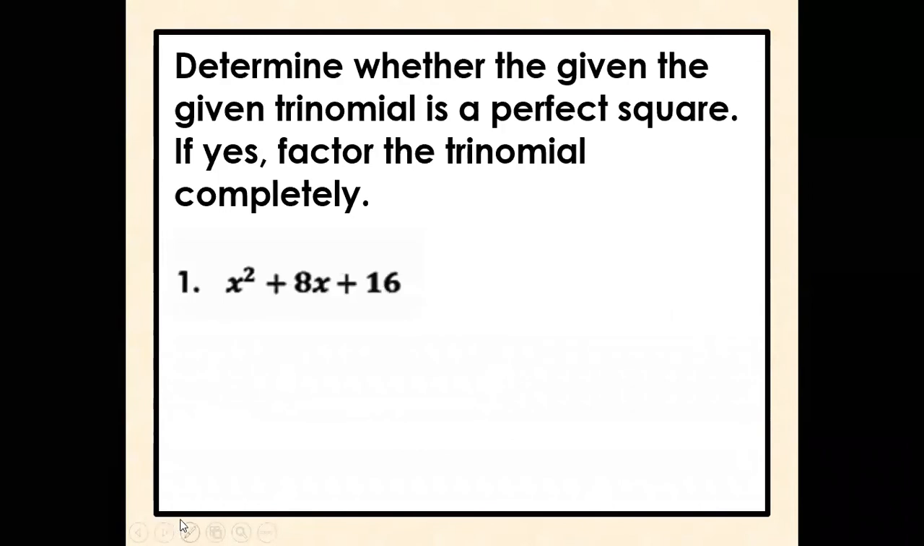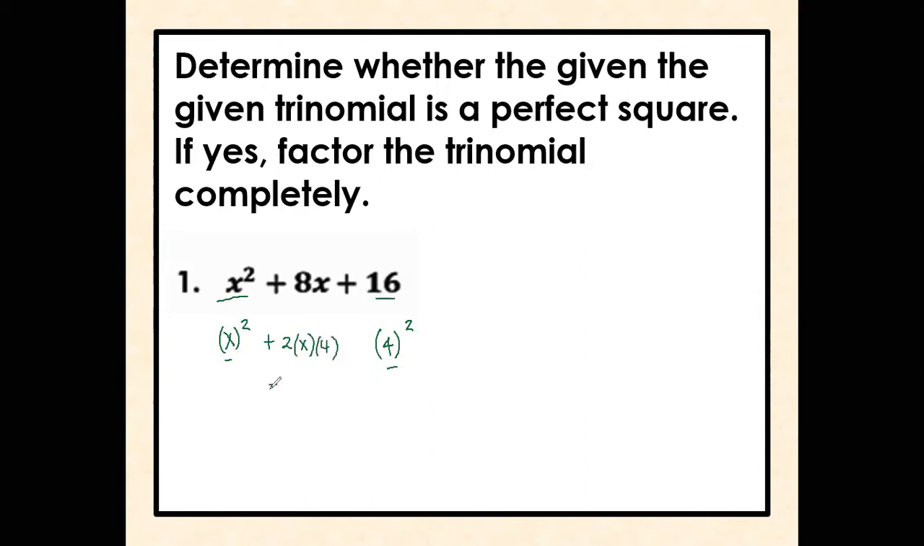Here, we're going to determine whether the given trinomial is a perfect square. And if it is a perfect square, we need to factor the trinomial completely. So we're going to determine if the first term and the last term are perfect squares. So x squared is a perfect square, and the last term, which is 16, is a perfect square of 4. The middle term should be twice the product of these two. So we have 2 times x times 4.